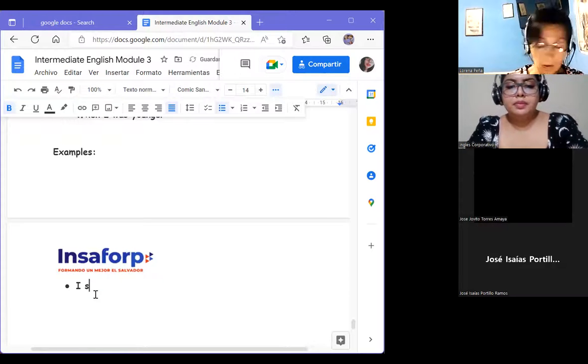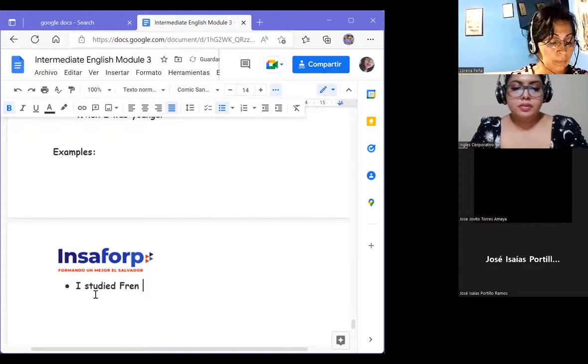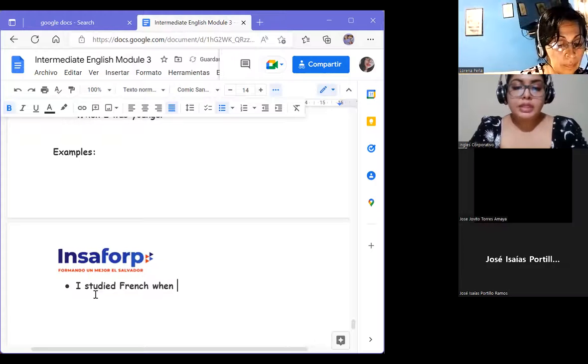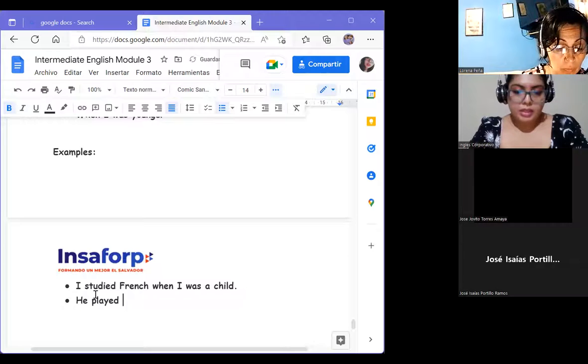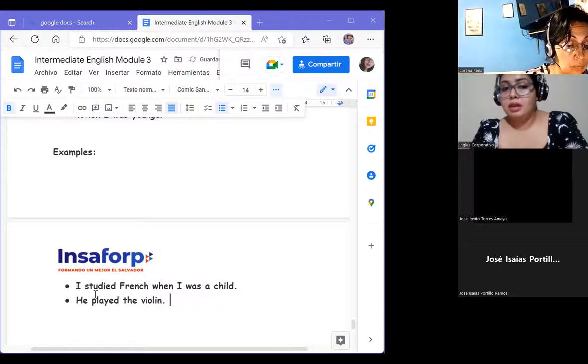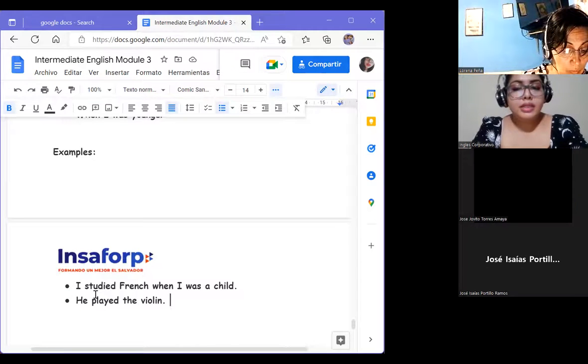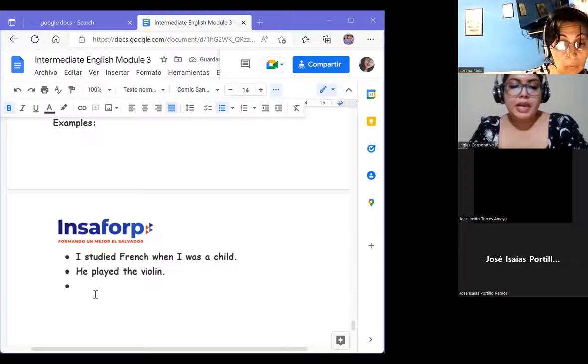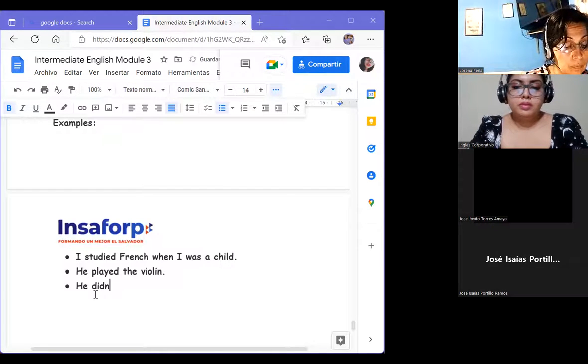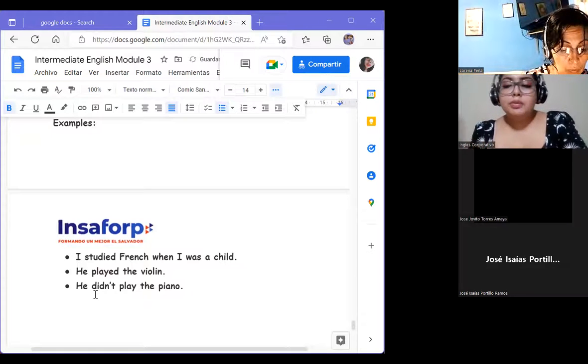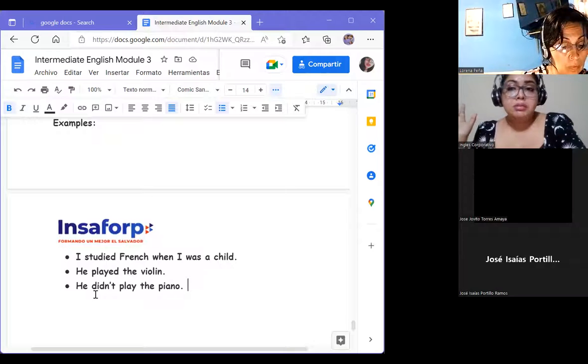I studied French when I was a child, but now I am not studying. Next one, he played the violin. But maybe now he is not interested in violin and he plays another instrument, or he is not playing at all. Number three, he didn't play the piano. Maybe in that moment, that person is not interested in piano, but now maybe that changed.